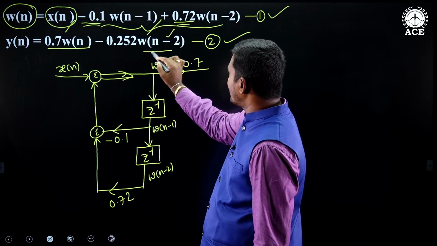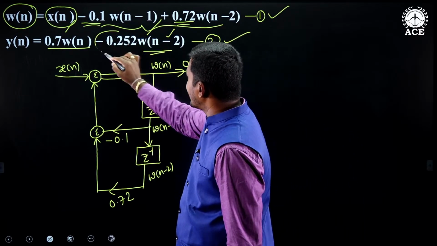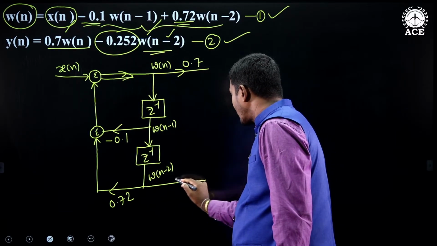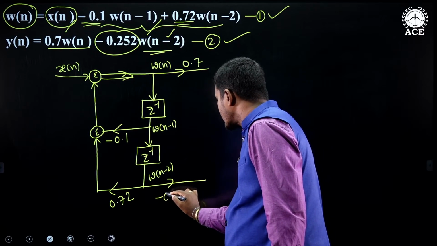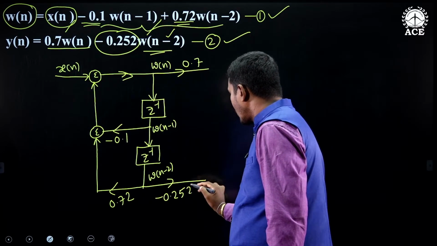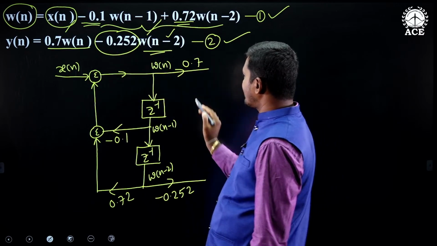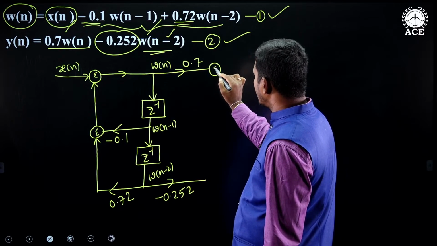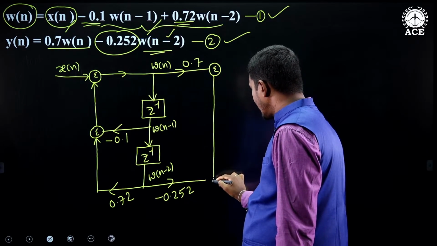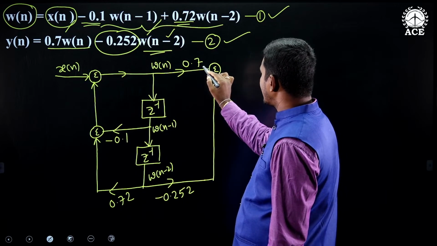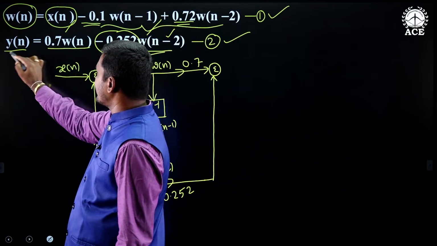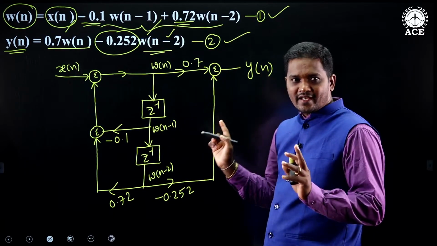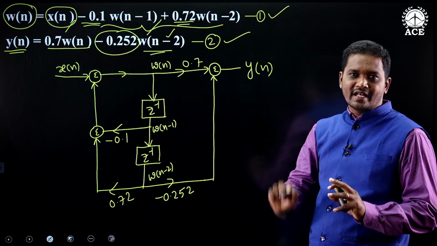Next, for W of n minus 2, how much do we need to multiply? Minus 0.252. Here W of n minus 2 is there. What we need to do is add these two, 0.7 W of n and minus 0.252 W of n minus 2. So take one summer and add these two. What is the result of this? What is the LHS? Y of n. So you will get Y of n here. Understood? This is the direct form 2 realization.